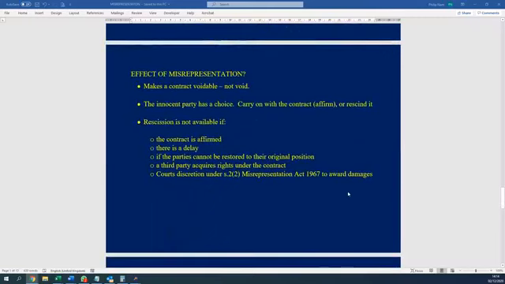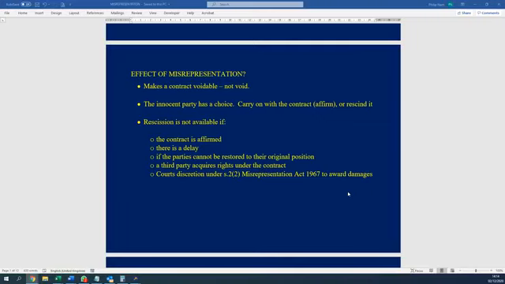So the effect of misrepresentation, it makes a contract voidable, not void. There is a difference between the two. Voidable contract means the innocent party has a choice. They can either carry on with the contract, i.e. affirm the contract, or rescind it.